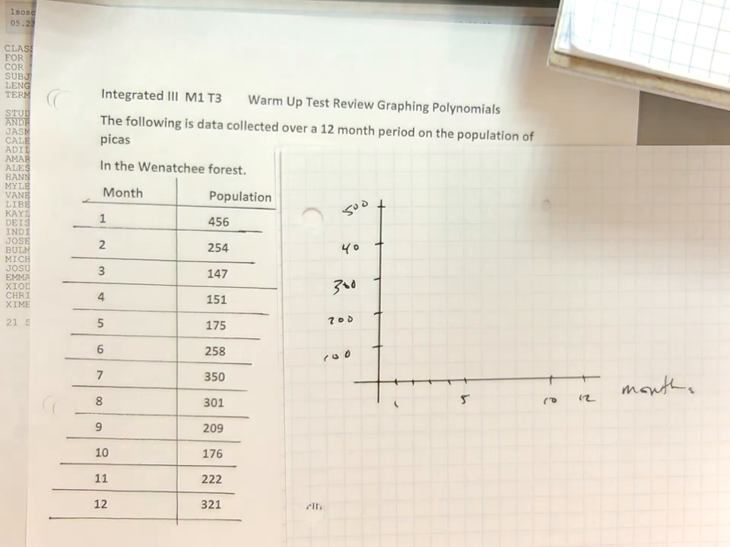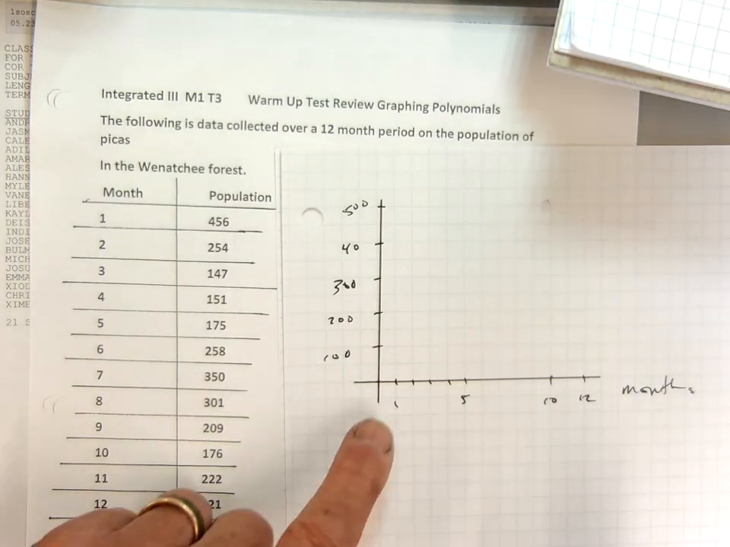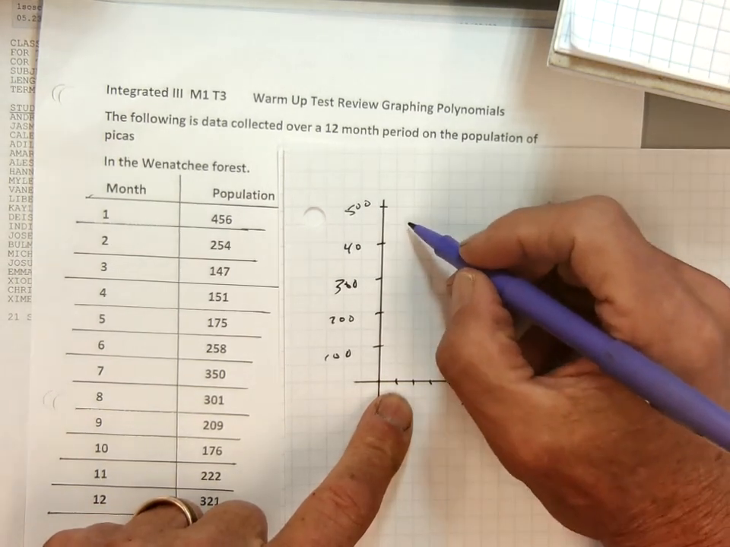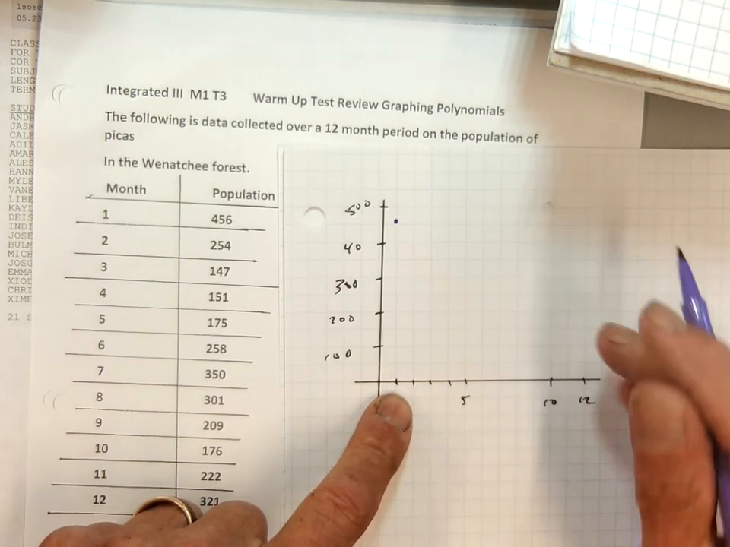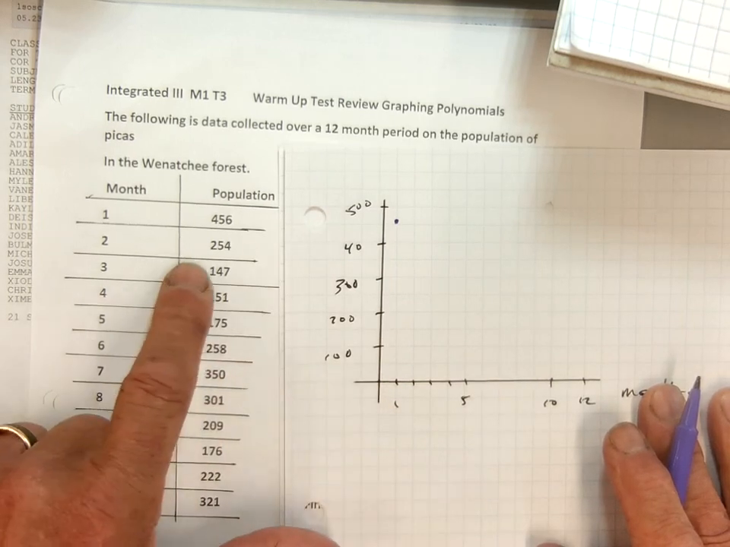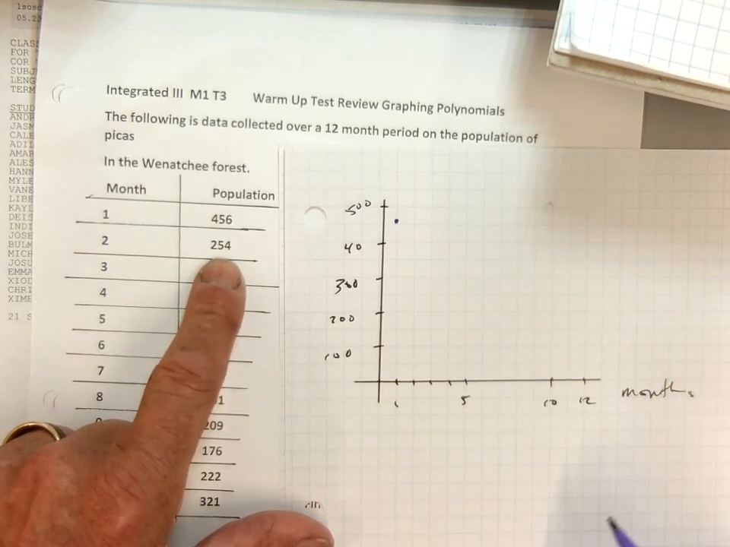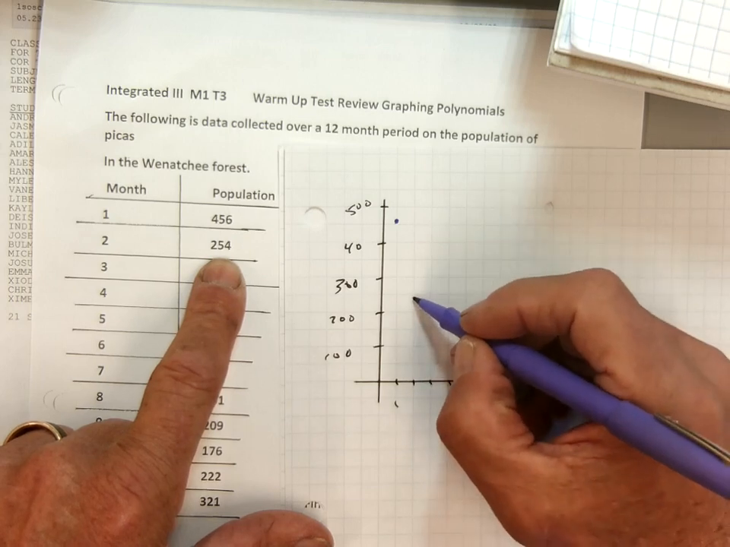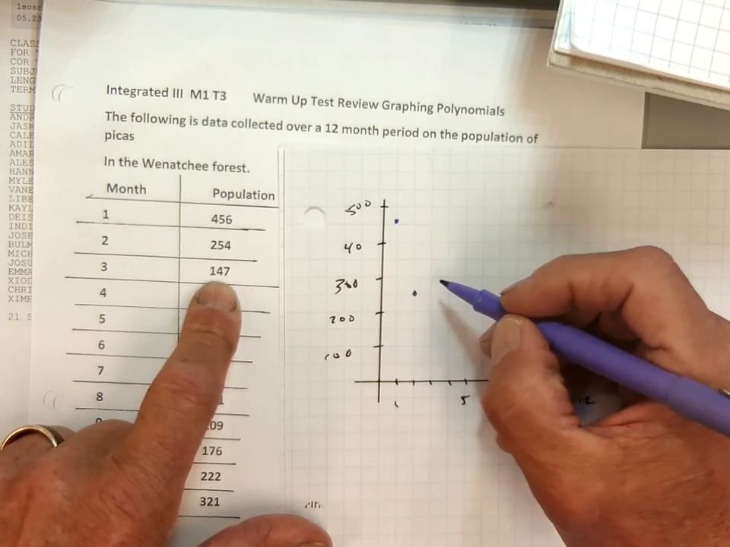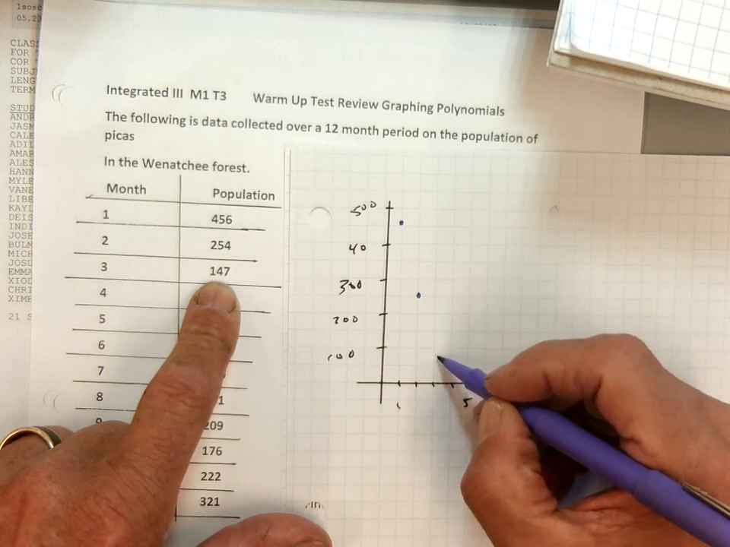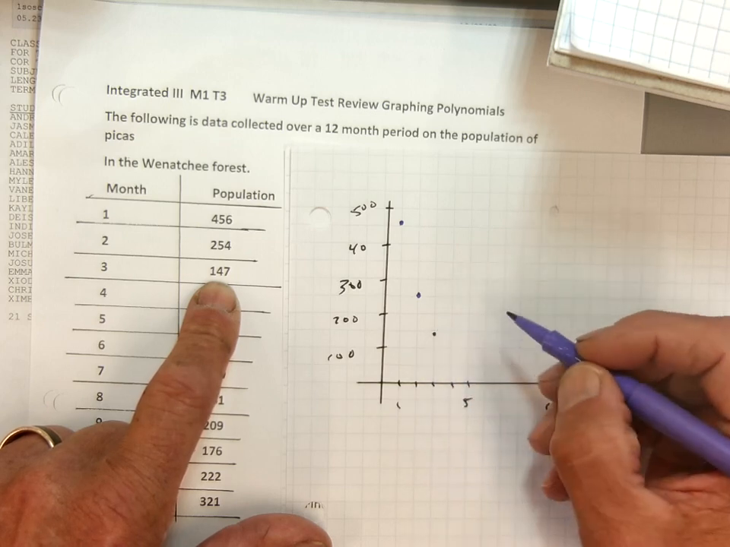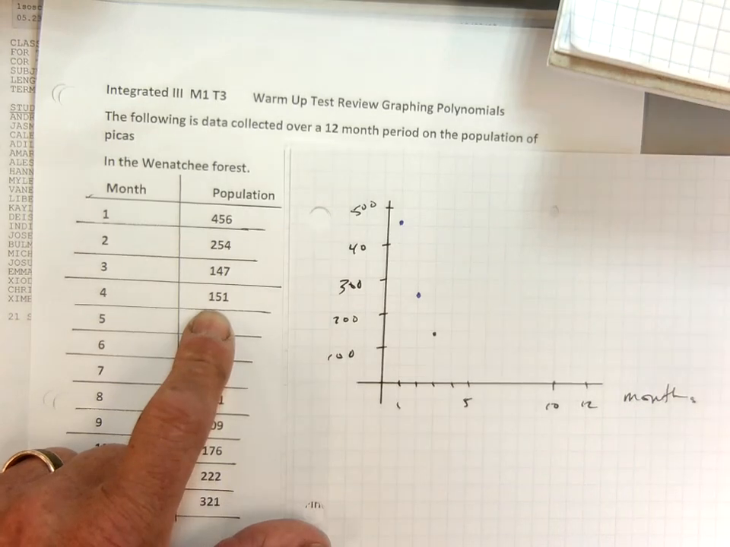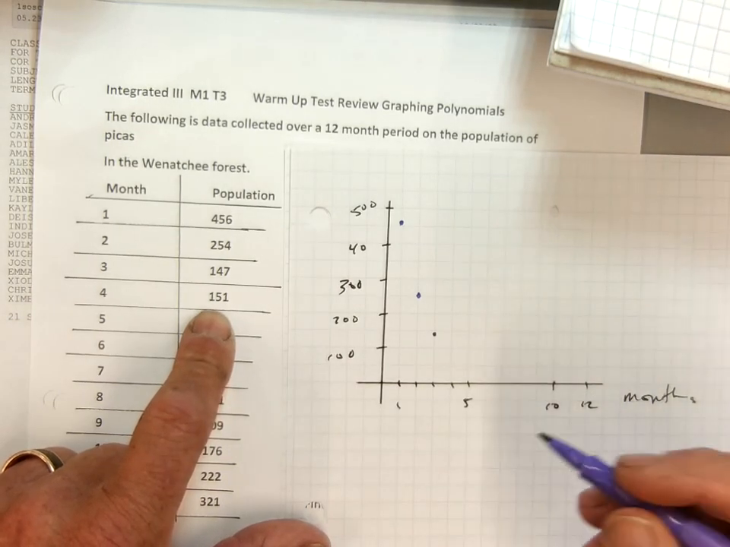Follow along. Pause this video anytime you need to, okay? So to do a scatter plot, I'm just going to kind of do a dot-to-dot thing. And so I'm going to estimate month 1, I've got a 456, so it's about there. I'm just going to guess, put a dot there. Month 2, they really dropped, 254. It's about there. Month 3, 147. And you can ask to pause the video at any time. I'm going to make a recording of it. I'll put it in Canvas, okay?